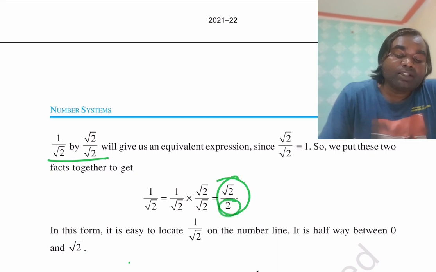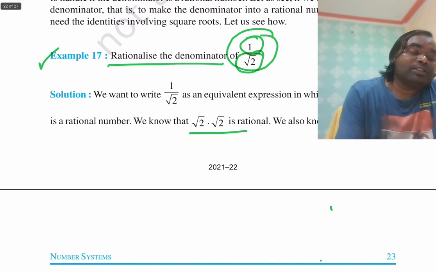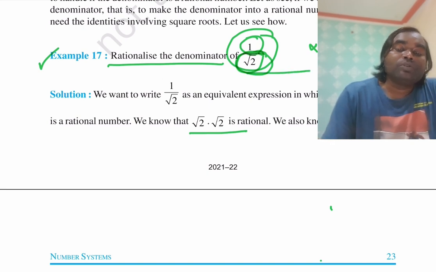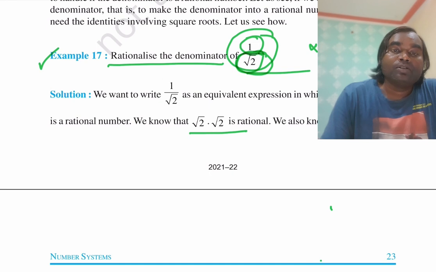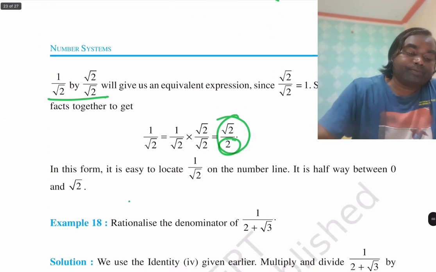So the denominator is rationalized. That is what was asked: you have to rationalize the denominator. This denominator is rationalized by multiplying both numerator and denominator by square root 2. So square root 2 into square root 2 gives the rational number 2. So square root 2 by 2, half of the square root 2, right?